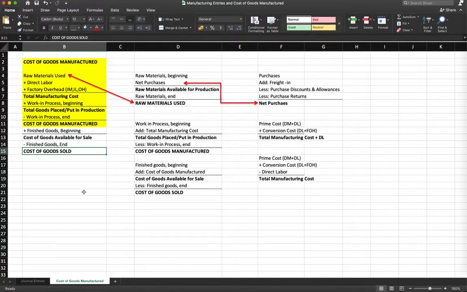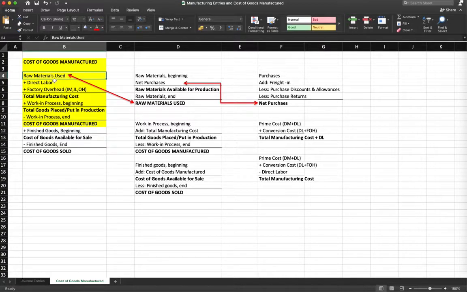Cost of goods manufactured is equal to your total manufacturing cost plus work in process beginning less work in process end. And of course, raw materials used. Pag sinabi mong raw materials used, yan yung mga cost ng raw materials na nilagay mo into production. Diba? Yung mga nagamit. So, hindi yung raw materials beginning. Hindi din yung raw materials end. Dapat yung raw materials placed into production or used during the period.